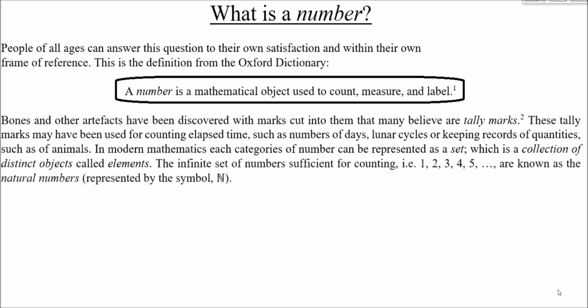The infinite set of numbers, sufficient for counting, 1, 2, 3, 4, 5, that set is known as the natural numbers, and it's represented by the symbol ℕ, which is double-struck. So it's a fancy-looking capital N, which just stands for the natural number set.